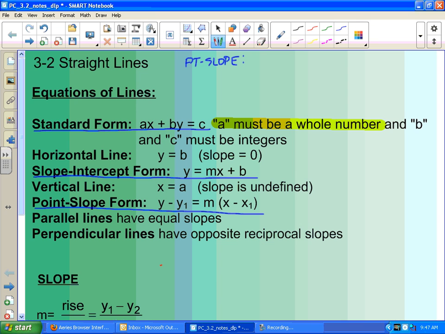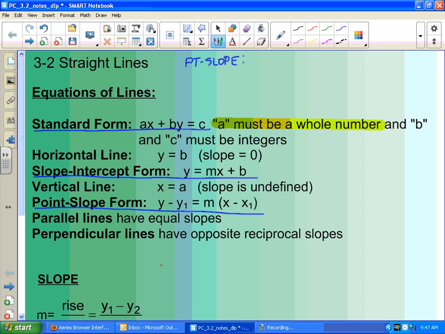Each of them gives me something different. Like in standard form, I can quickly find my x and y intercepts because I cover up y and find x, I cover up x and find y. It also can tell me, well, we'll leave it at that.